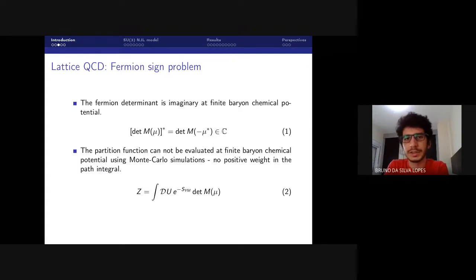We cannot study lattice QCD at finite baryon density because the fermion determinant becomes imaginary. And when we try to perform Monte Carlo simulations, there is no positive weight in the path integral. So we need to find other ways to solve QCD in this regime.